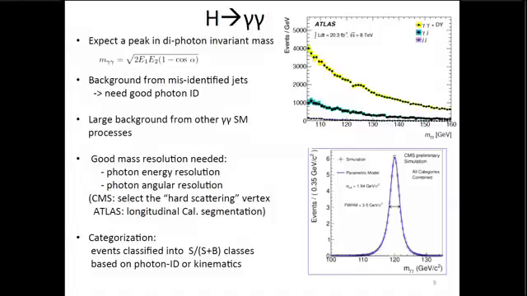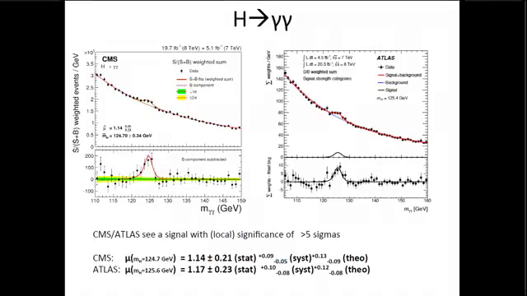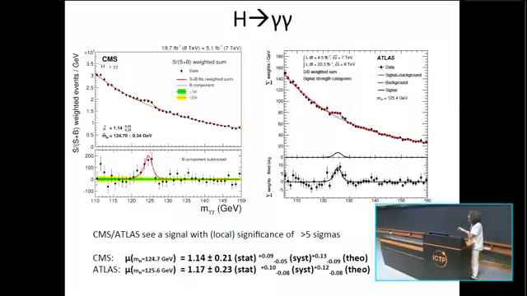And another important point, which is used in this analysis, but also in the previous one, actually, but is particularly important in the Higgs to gamma-gamma, is the categorization. So you don't do simply an invariant mass spectrum, but you try to classify events based on expected signal over background using kinematics and photon ID variables. So then you can do plots like this in which you weight each event by its signal over signal plus background and search for a peak.